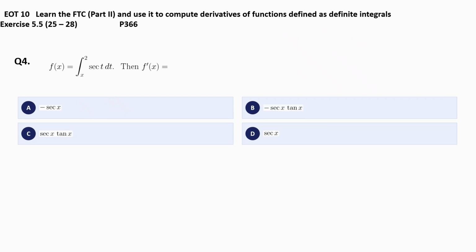Moving forward, here the lower limit and the upper limit should be switched because the lower limit always should be a number. So you will introduce a negative sign for switching. And since it is only x, you will replace your t value by x. So your answer is option A.